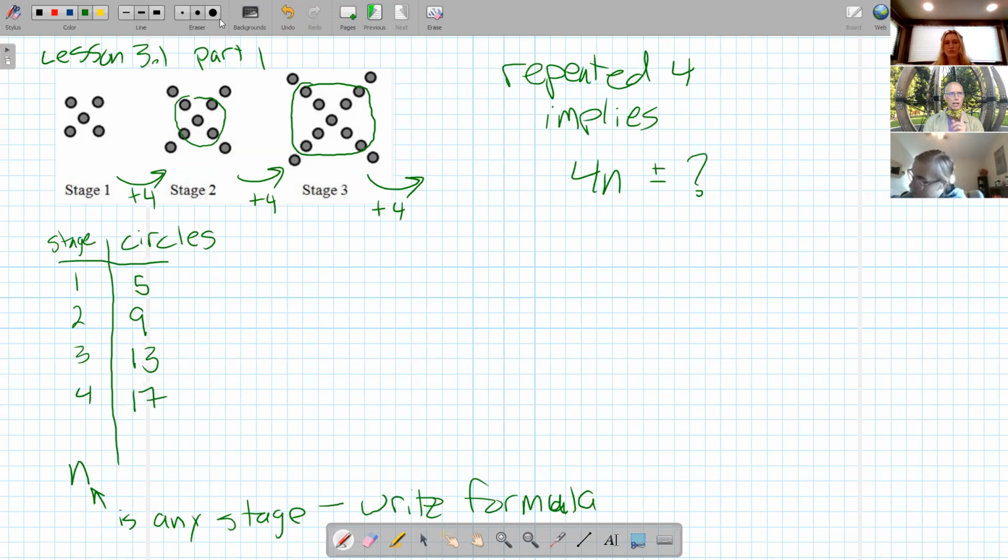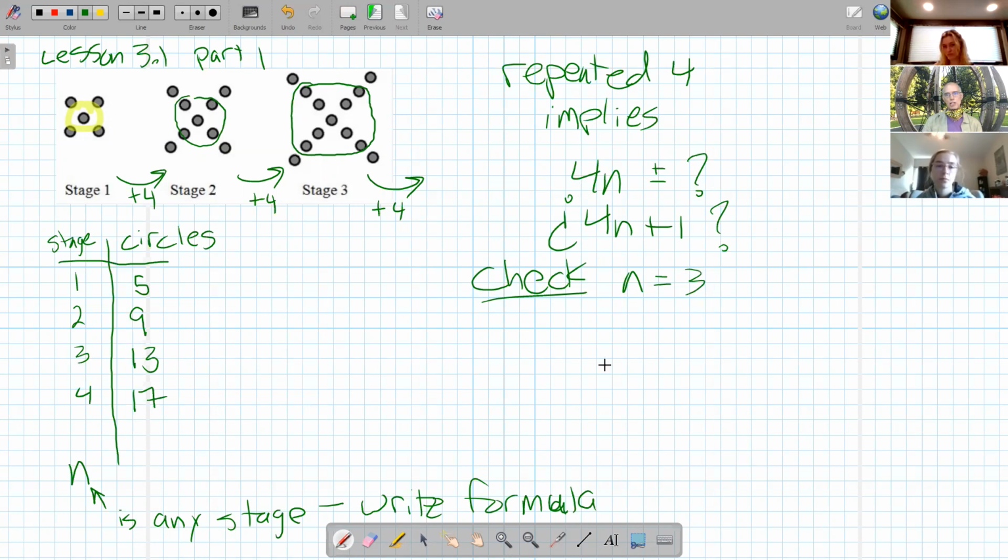Now, I just got hit by an intuition that might be helpful. There's always 4 extra around the outside and 1 in the middle. So I'm thinking maybe, I'm just going to throw a guess at this, it might be 4n plus 1. I'm not sure. That's a question. I have to check it. So you make a guess is the way I like to do these, and then check by picking a number for n, like n equals 3. For n equals 3, I should get 13 as the answer.